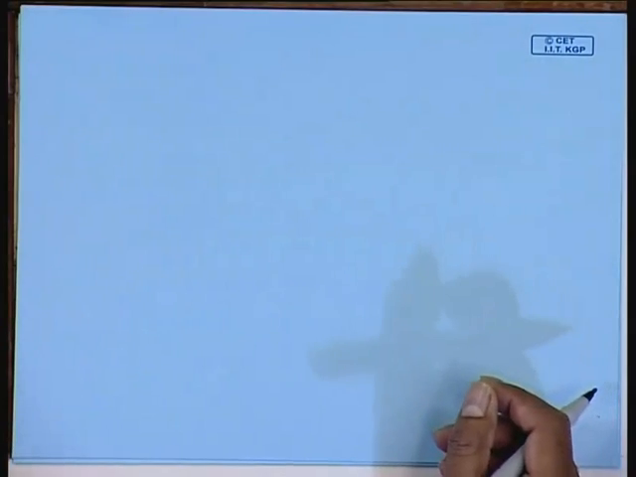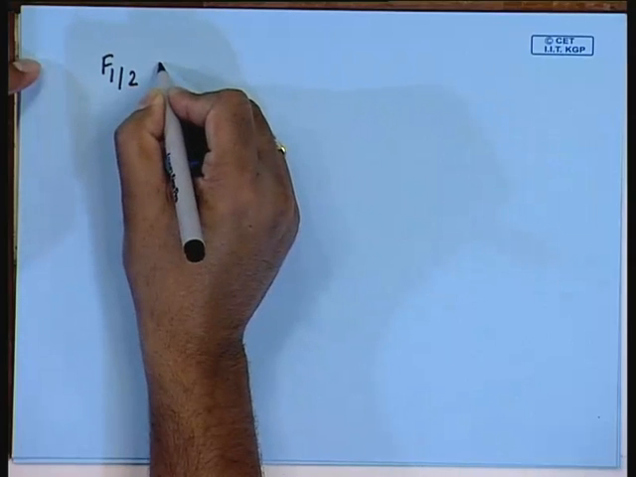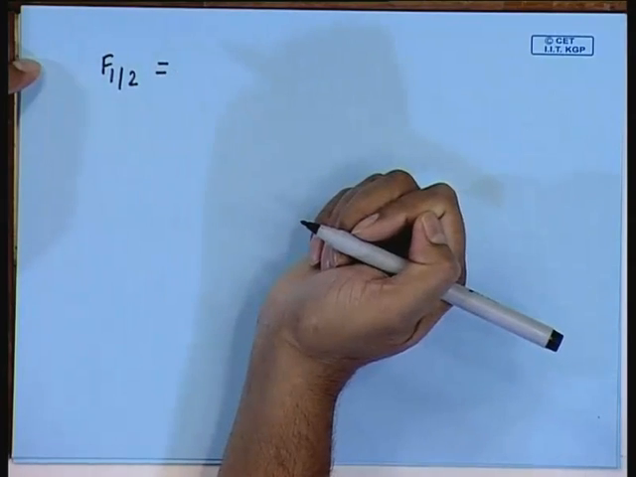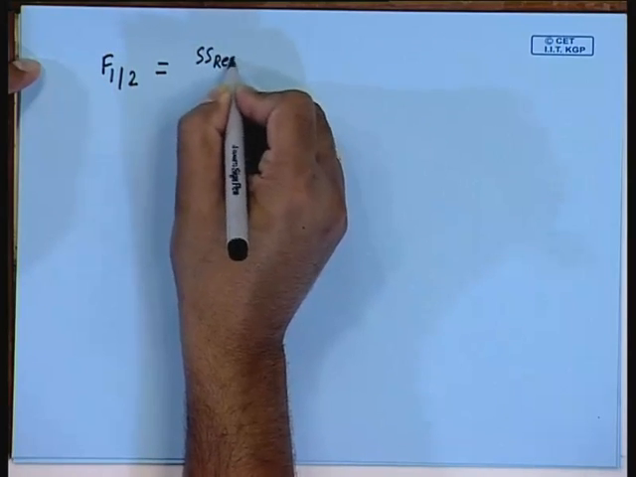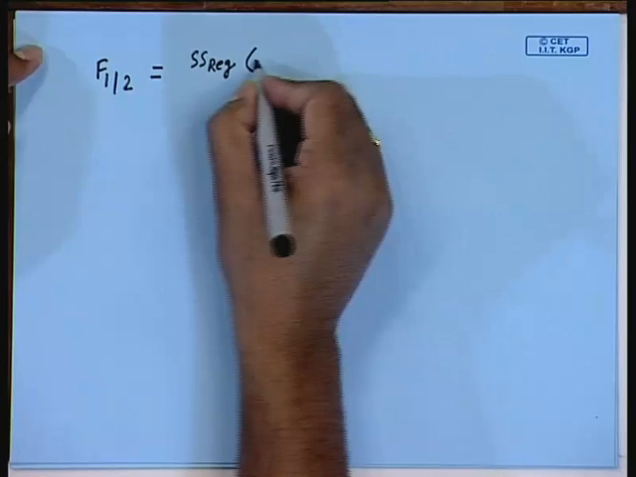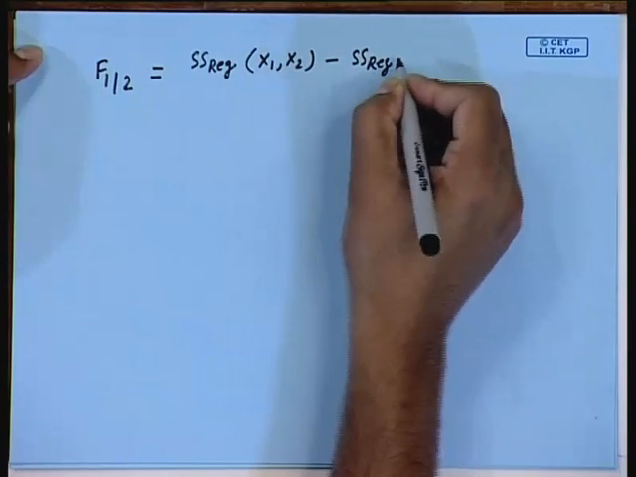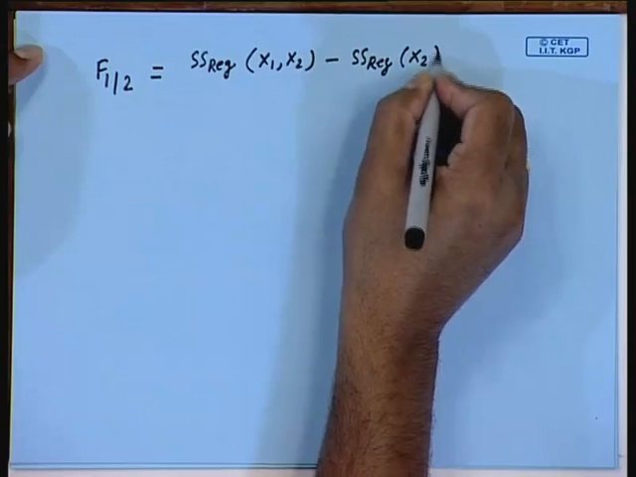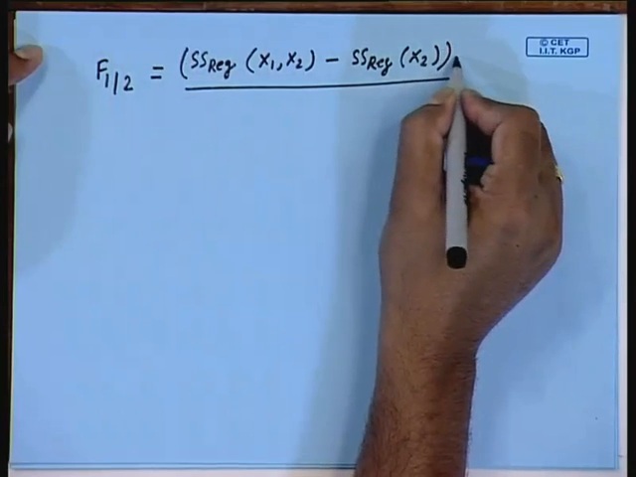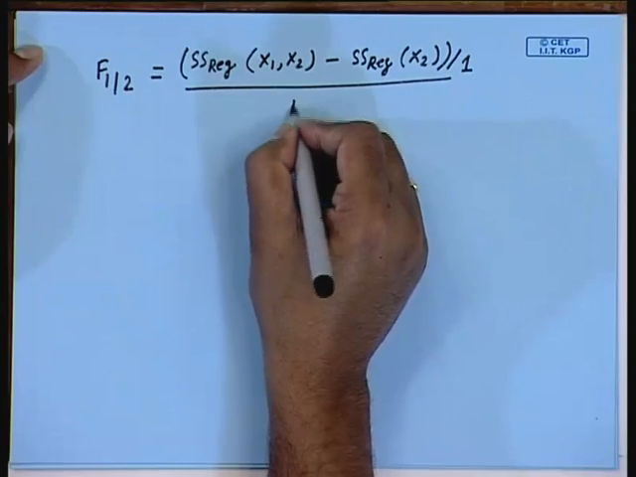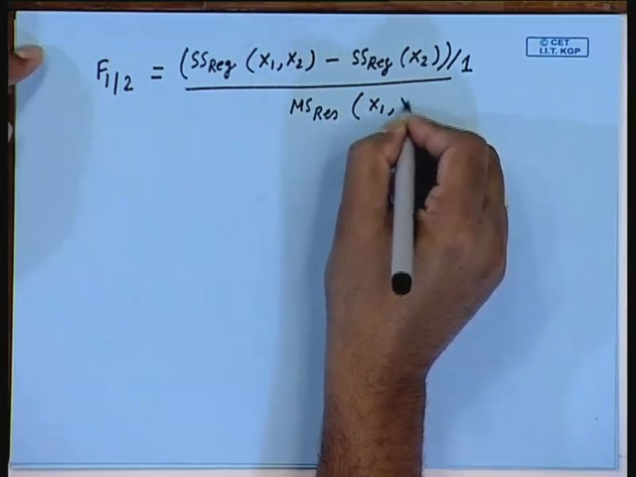This can be done like f12, this one is equal to SS regression involving x1 and x2 in the model minus SS regression involving x2 in the model, and basically this is divided by the degree of freedom, which is 1, by MS residual for the model involving x1 and x2.